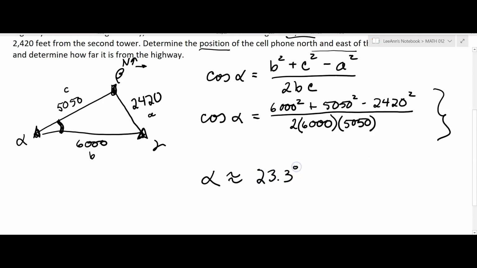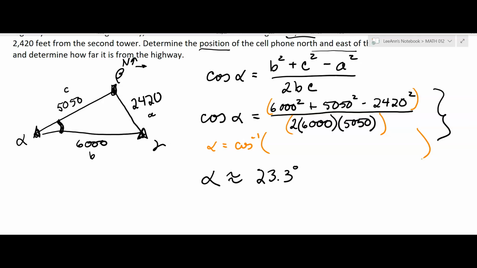23.3 degrees. Now, if you had trouble with that, it takes a little practice to do these on the calculator. You're going to want to put this in parentheses, and you're going to want to put this in parentheses. And then remember, to find alpha, you have to go inverse cosine of all of that. Okay? Anyway, hopefully you got the answer, 23.3. If you did, great. Yay.